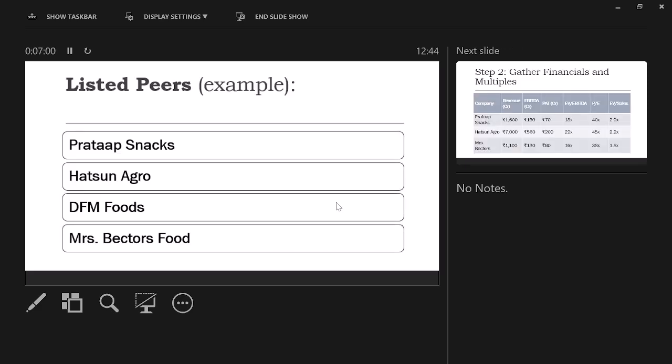So then you found there were 4 companies which were smaller compared to HUL or ITC, like Pratap Snacks, Hatsun Agro, DFM Foods, and Mrs. Bector Food. Mrs. Bector Food is very well known now. It's already come with an IPO. That brown bread we take, Cremica biscuits. It sells biscuits and bakery products, and it also supplies burger buns to McDonald's and KFC and everything. So it's doing a huge business now.